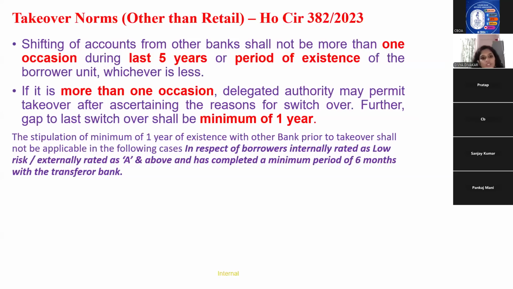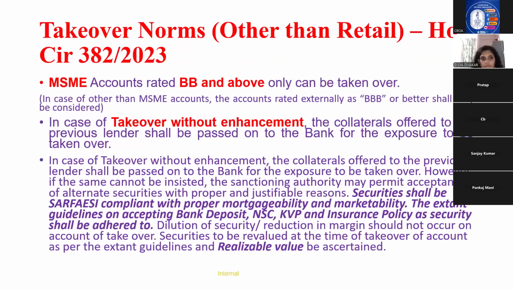This stipulation of 1 year can be waived in respect of borrowers rated as low risk or externally rated as A and above, and who have completed a minimum period of 6 months with the transferor bank. In case of MSME accounts, double B and above only can be taken over. In case of accounts other than MSME, external rated triple B or better shall be considered.